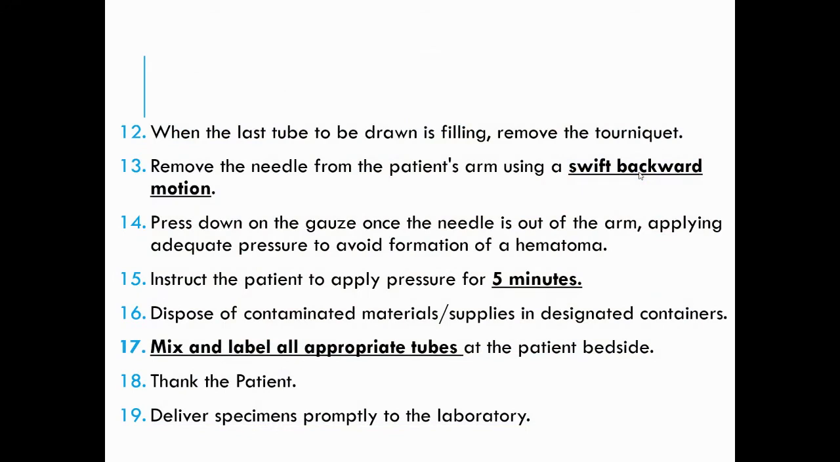When the last tube is filling, we need to remove the tourniquet. After that, remove the tube and then the adapter with the needle. Remove the needle from the patient's arm using a swift backward motion. You gently twist it, fully, and pull it backward. And press down on the gauze once the needle is out of the arm.